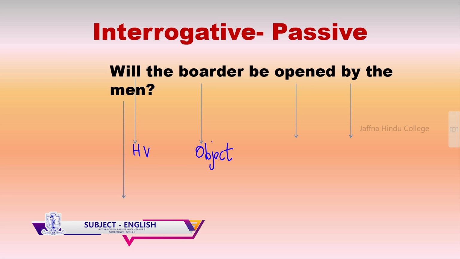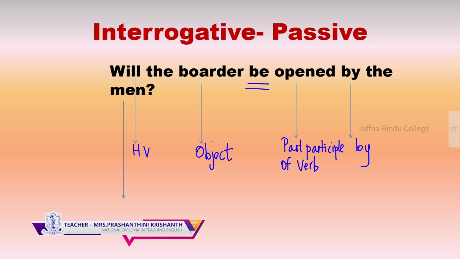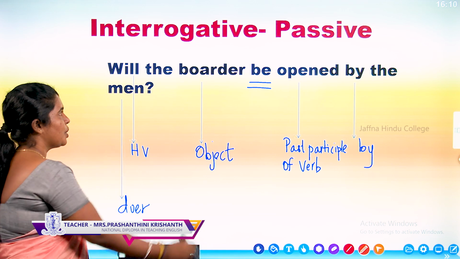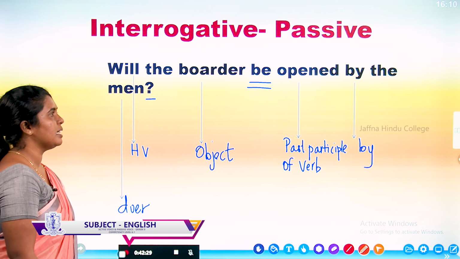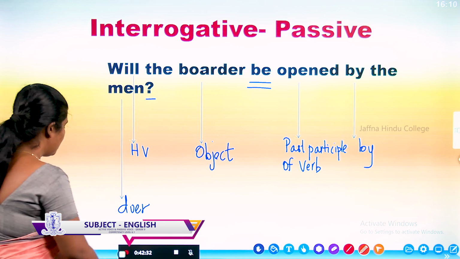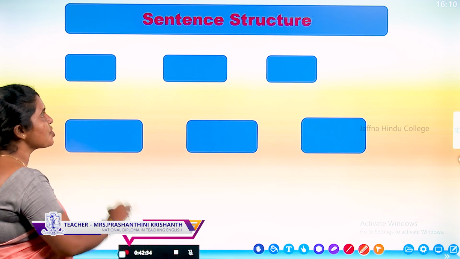Object, be, we should add be, opened, past participle of the verb. Then by, finally we have to add the doer, by the men. Question mark. Will the border be opened by the men? Right? Now you have to fill the structure.